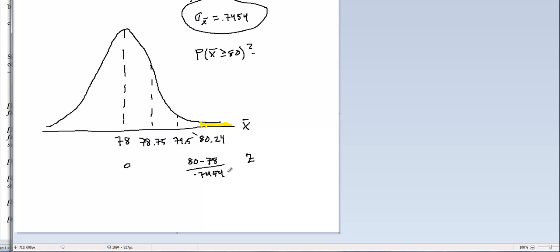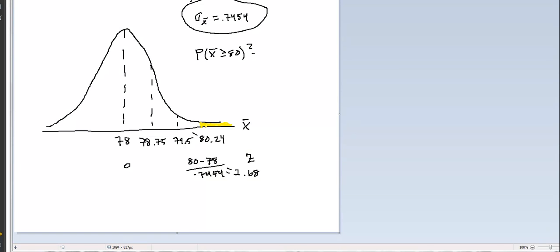And if we do that, 80 minus 78, 2, divided by 0.7454, we're going to get 2.68 as a z-score. That's a pretty large z-score. And so we go to the z-table, and I'll show you the particular z-table that I like to use. Let me pause it again.